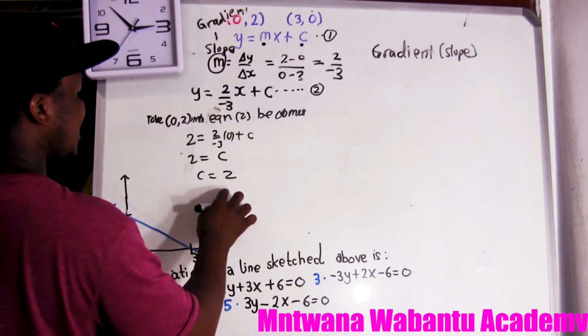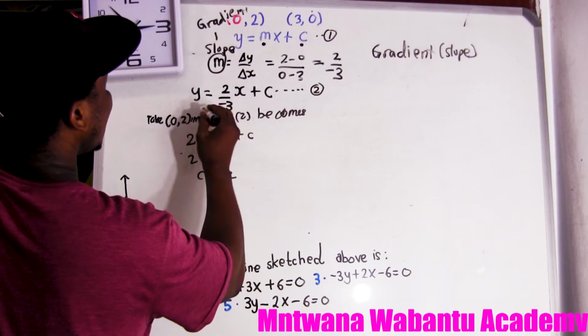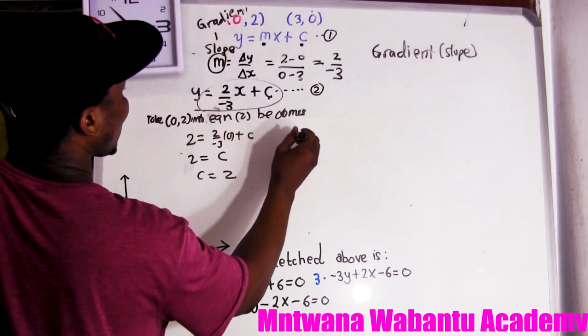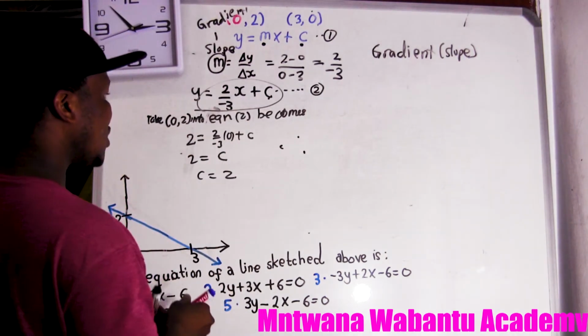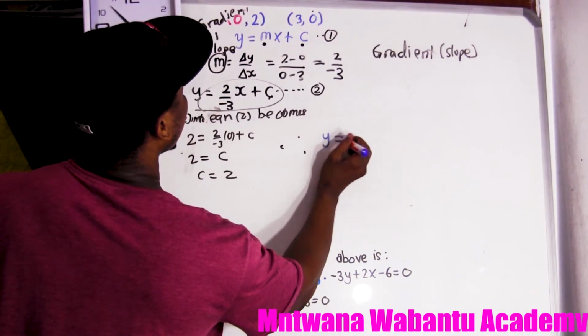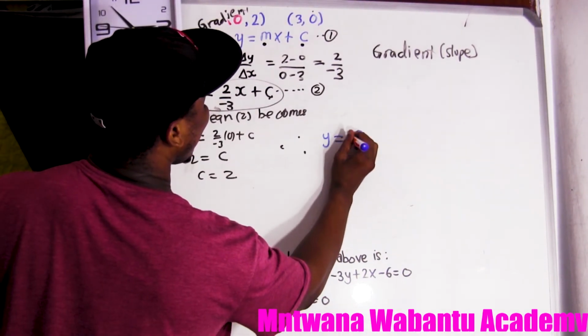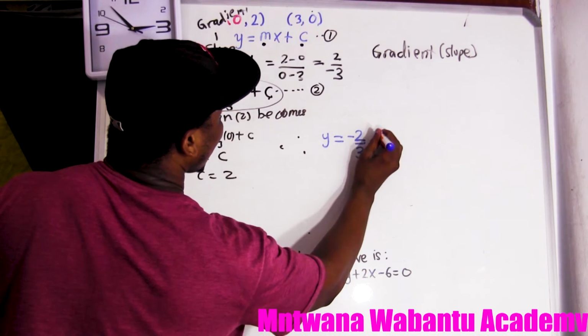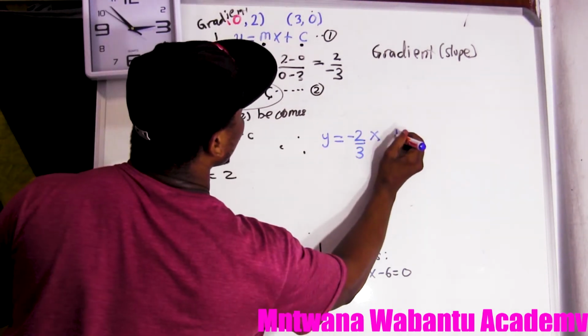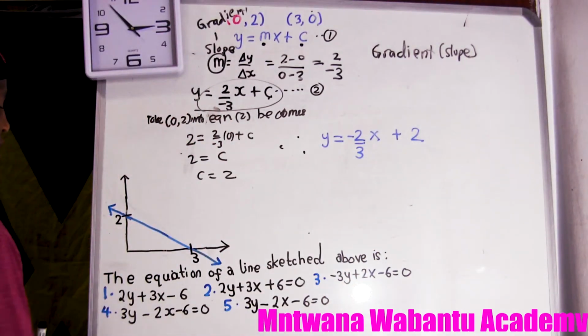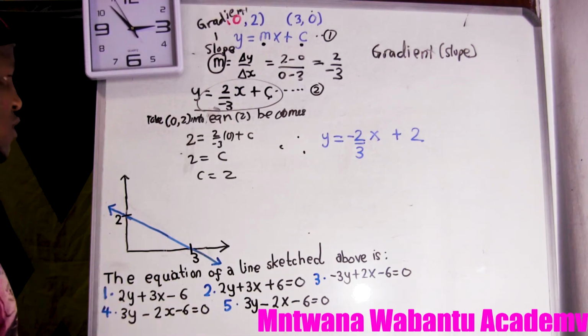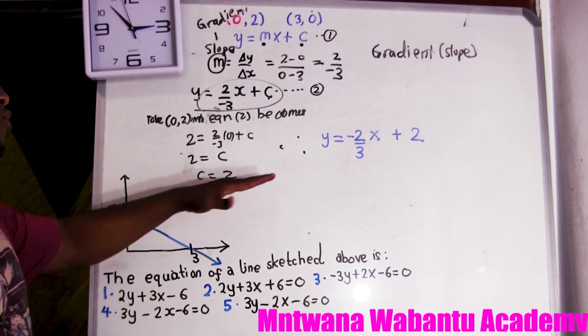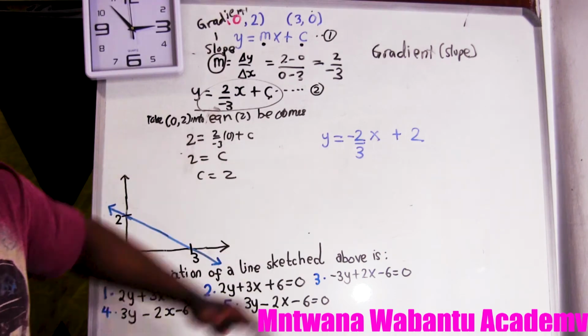So for that case, we take these two coordinates and substitute in this equation because the problem was c. So finally, our equation of a line is y equals negative 2 over 3 times x, plus our c, which is 2. But if you go to the options here, we don't find any of these. First and foremost, it seems like they put this equation in a linear form.